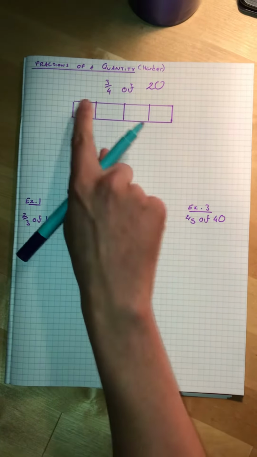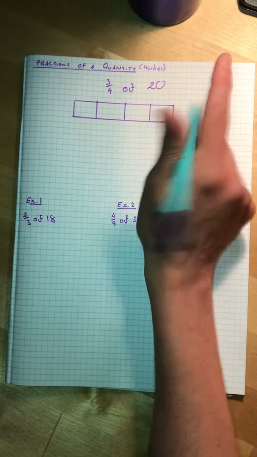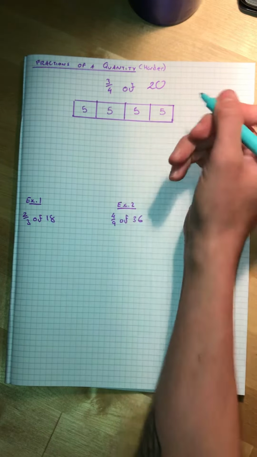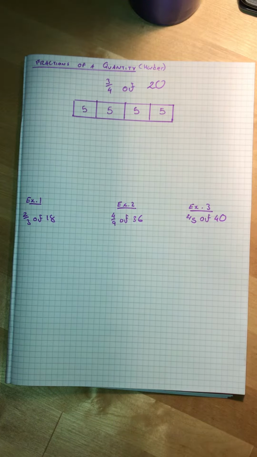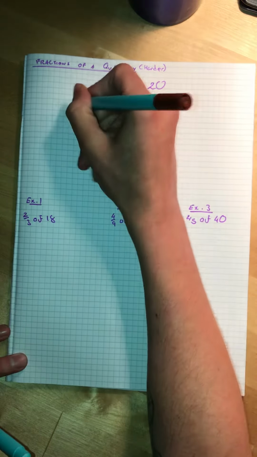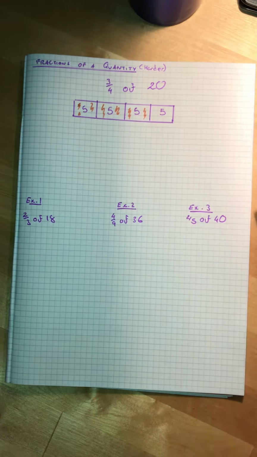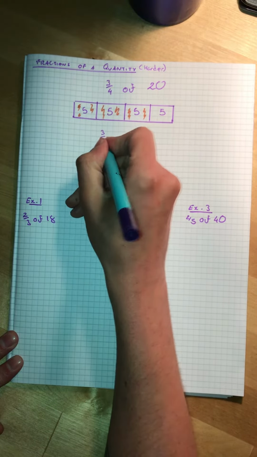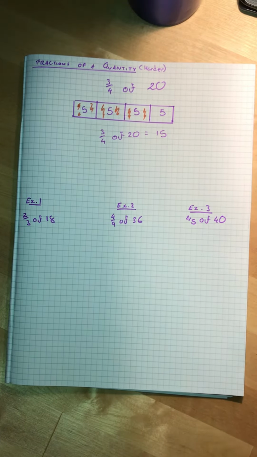Okay. So if I want to find 1/4, we just take that 20 and we divide it by 4, which means that that's going to be 5, that's going to be 5, that's going to be 5, and that's going to be 5. So I can see from this diagram that 1/4 of 20 is 5, but I don't want 1/4, I want 3/4. So that's one of them, that's one of them, and that's one of them. So 5 plus 5 plus 5 is actually going to be 15. So 3/4 of 20 is 15.